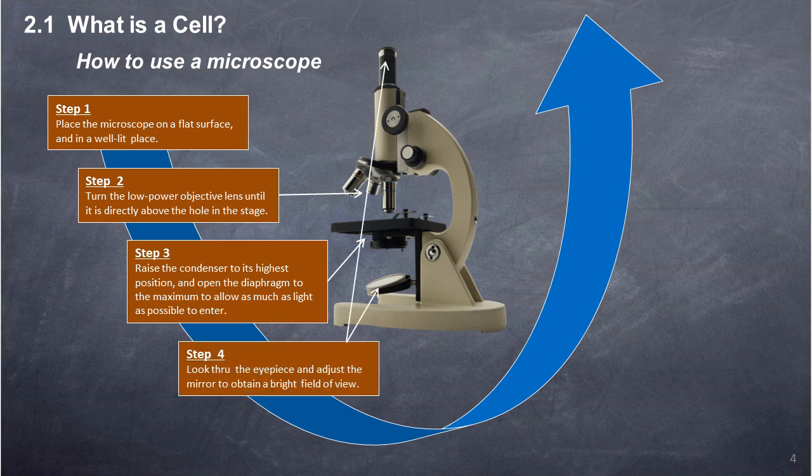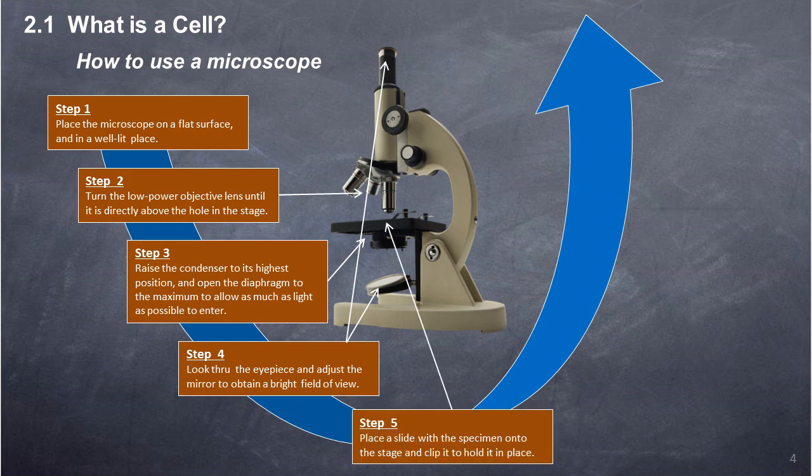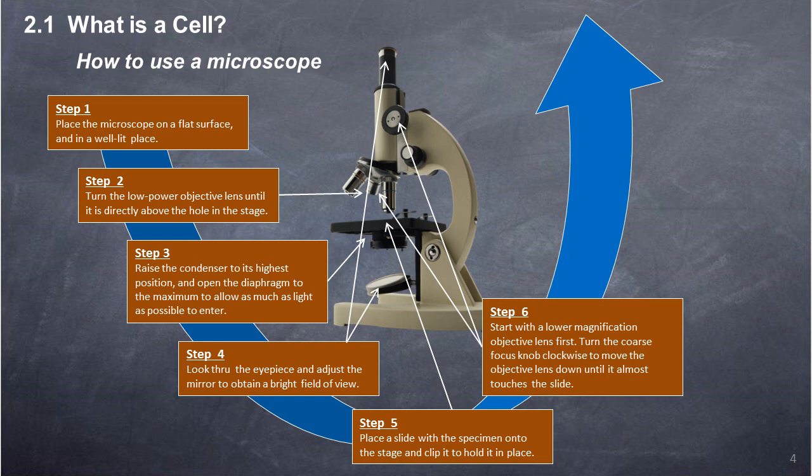Step 4. Look through the eyepiece, and adjust the mirror, to obtain a bright field of view. Step 5. Place a slide with the specimen onto the stage, and clip it to hold it in place. Step 6. Start with a lower magnification objective lens first. Turn the coarse focus knob clockwise, to move the objective lens down, until it almost touches the slide.